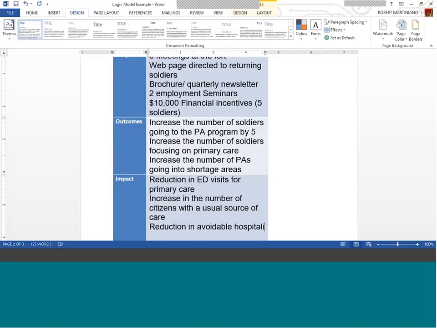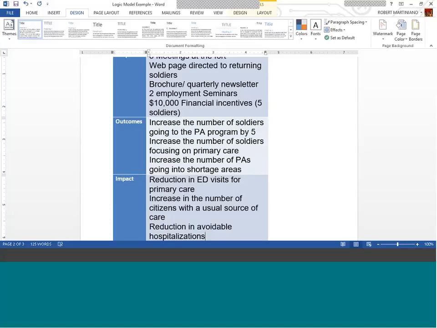So I've taken, should have had somebody else type for me. So I've taken my outcomes, my very short-term outcomes of increasing the number of people in programs, number of PAs going into community, partly through recruiting soldiers, and now I've thought more broadly about the impact, and the impact, again, as we've talked about, is very broad.